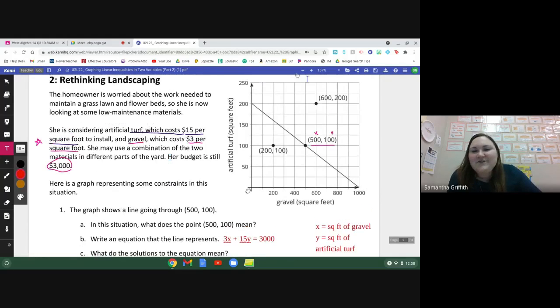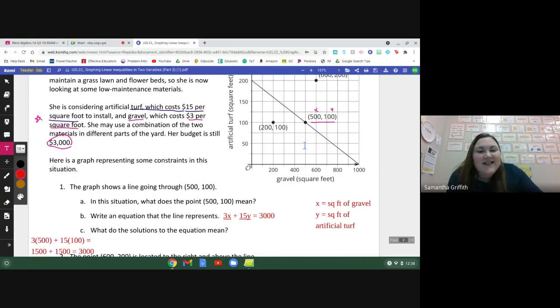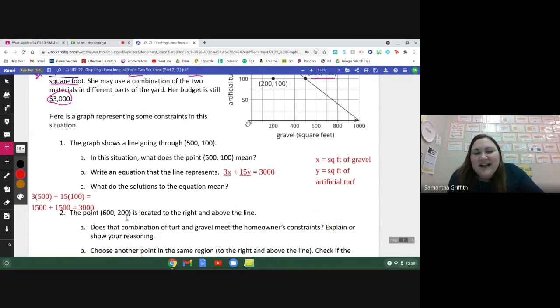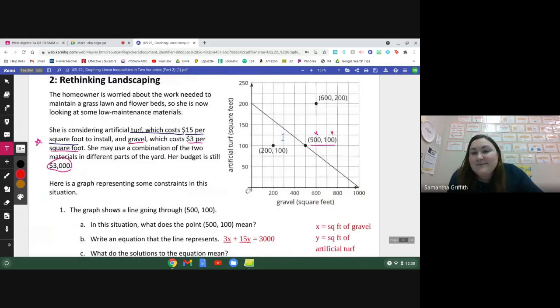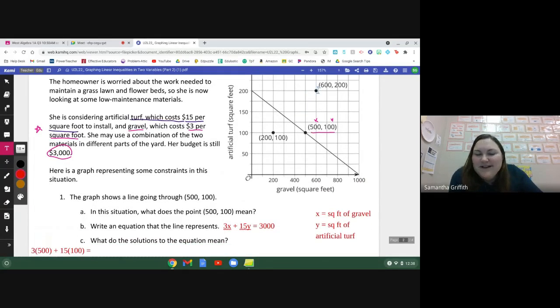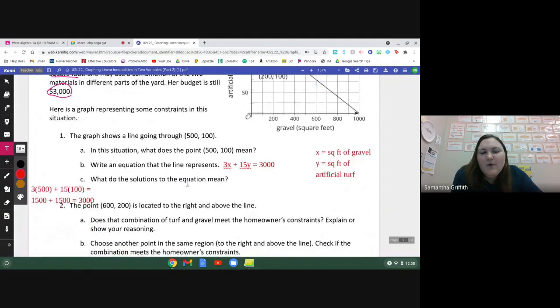Now, looking at this graph here, we've got a couple more points that we're going to look at. We figured out this point here, 500, 100. It's on the line. It equals $3,000. Let's look at the next point, 600, 200. Notice up here on the graph, 600, 200 is above the line. It's to the right and above that line right there. Thinking about that point, 600, 200, would that combination of turf and gravel meet the homeowner's constraints? What do you think?